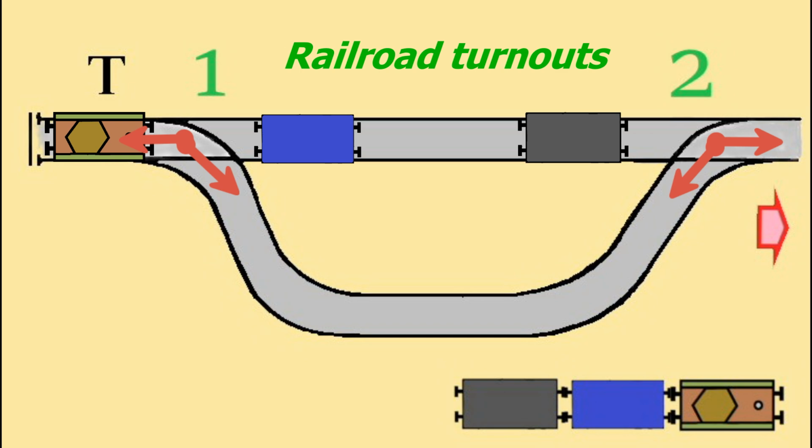Obviously, cars will need to be swapped and the locomotive positioned at the front of the train. The question is, how many times will the turnouts 1 and 2 need to be switched during these maneuvers?